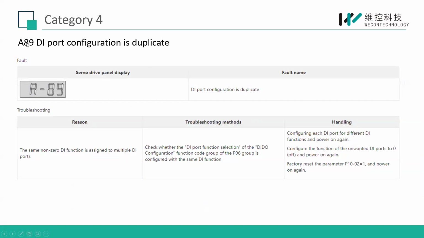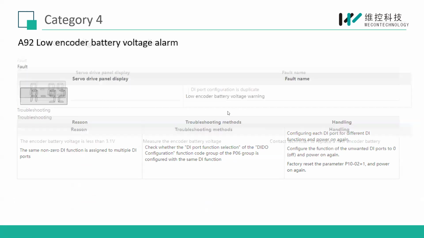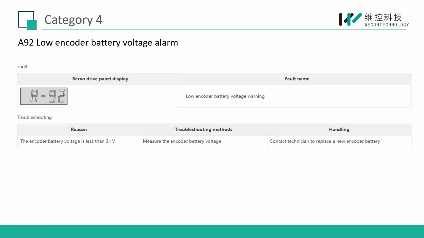And alarm 89 means we have the same configuration on DI ports, because we can't set 2 DI with the same function code. Otherwise, this error will happen. And alarm 92 is about the encoder battery. If the battery voltage is smaller than 3.1 volts, this alarm will happen.